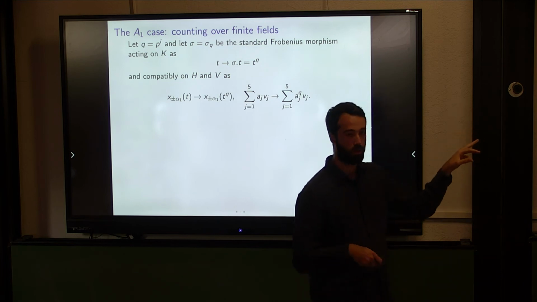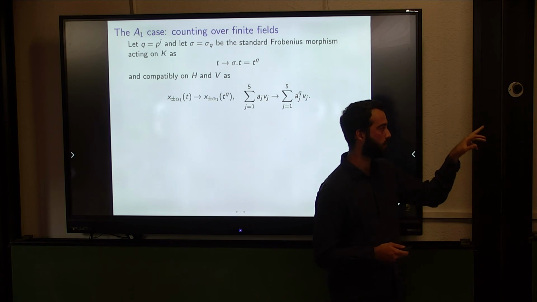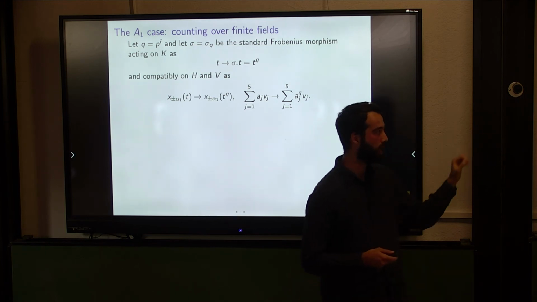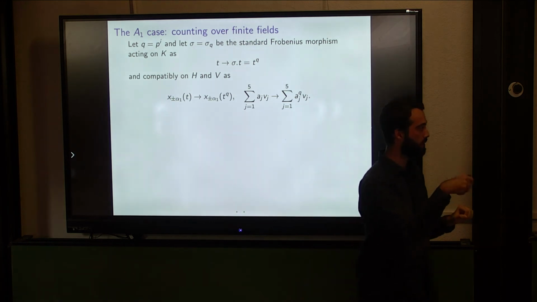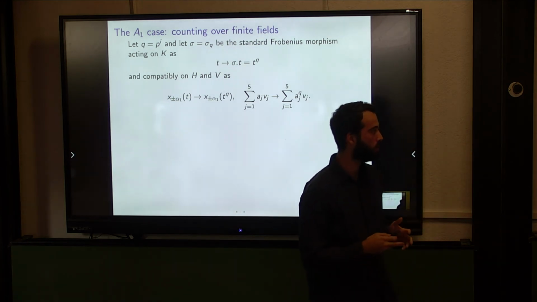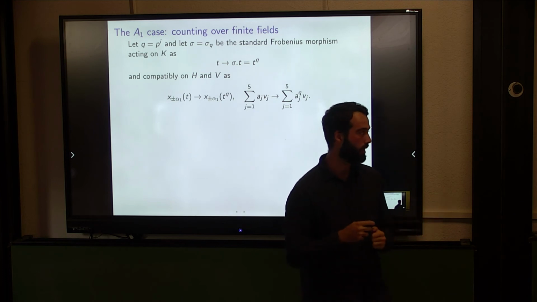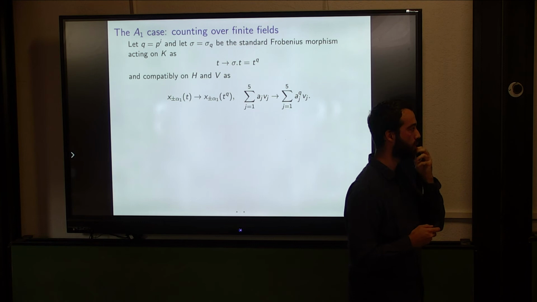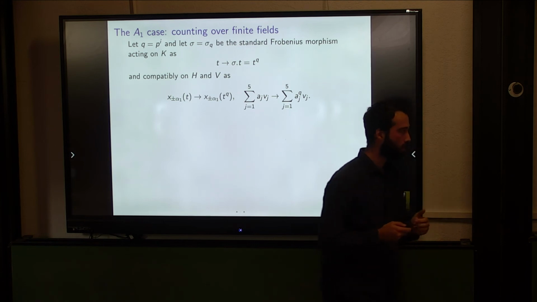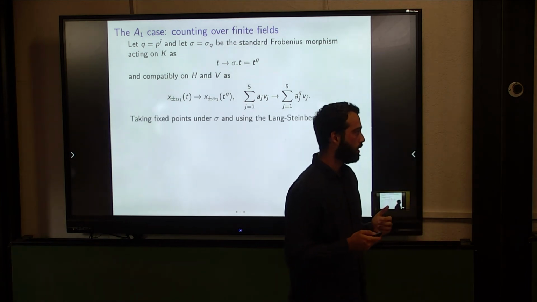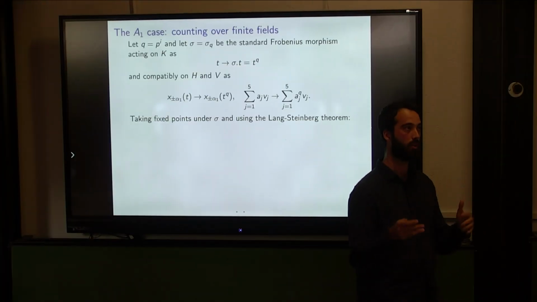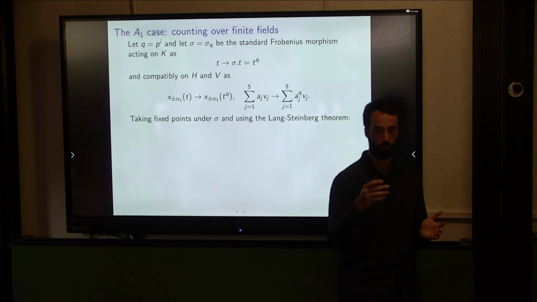It's also acting on our A1. You can think of it as sending a root element, you just raise the power of t inside by q. And it's also acting on our vector space. If you fix a basis, then you can just act on the coefficients. Okay, then we take fixed points. So the A1 is going to give us a PGL_2(q).